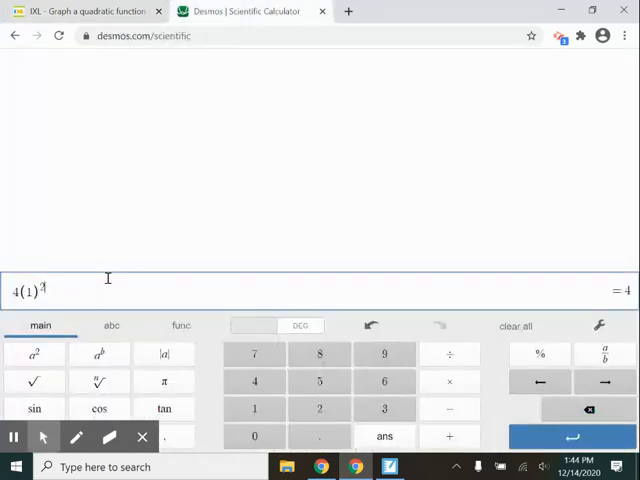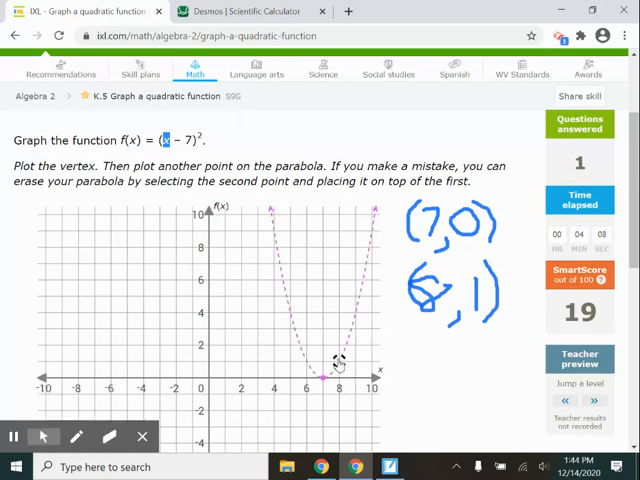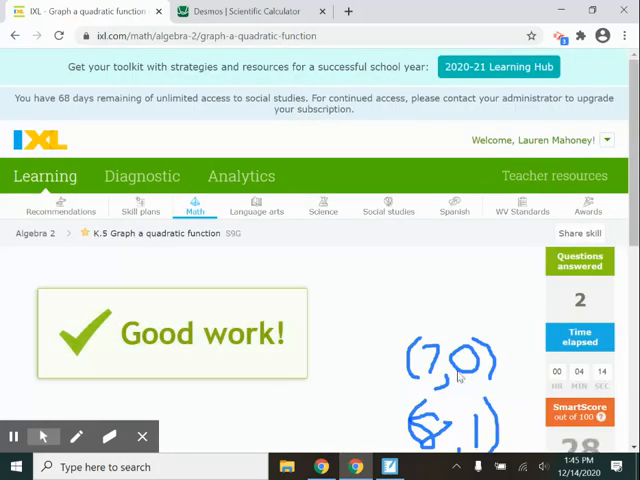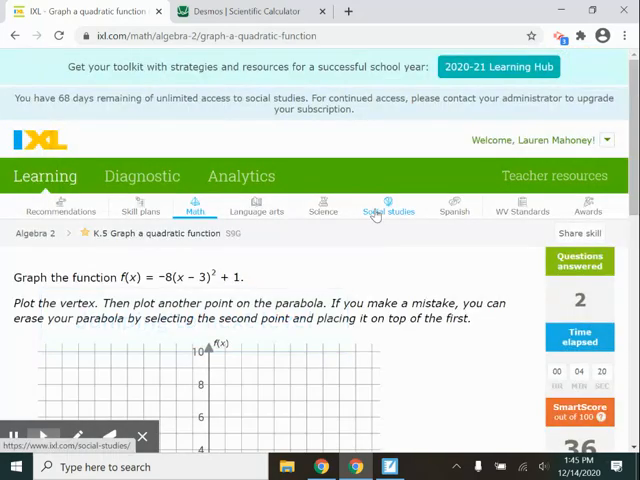I'm going to do that over here. So I have parentheses 8 minus 7 and then squared, and I still get 1. So 1 is going to be my next point, 8, 1. 8, 1 puts me up there, and you can see there's my nice curve. This one is similar. Let's jump and see if we have another one.